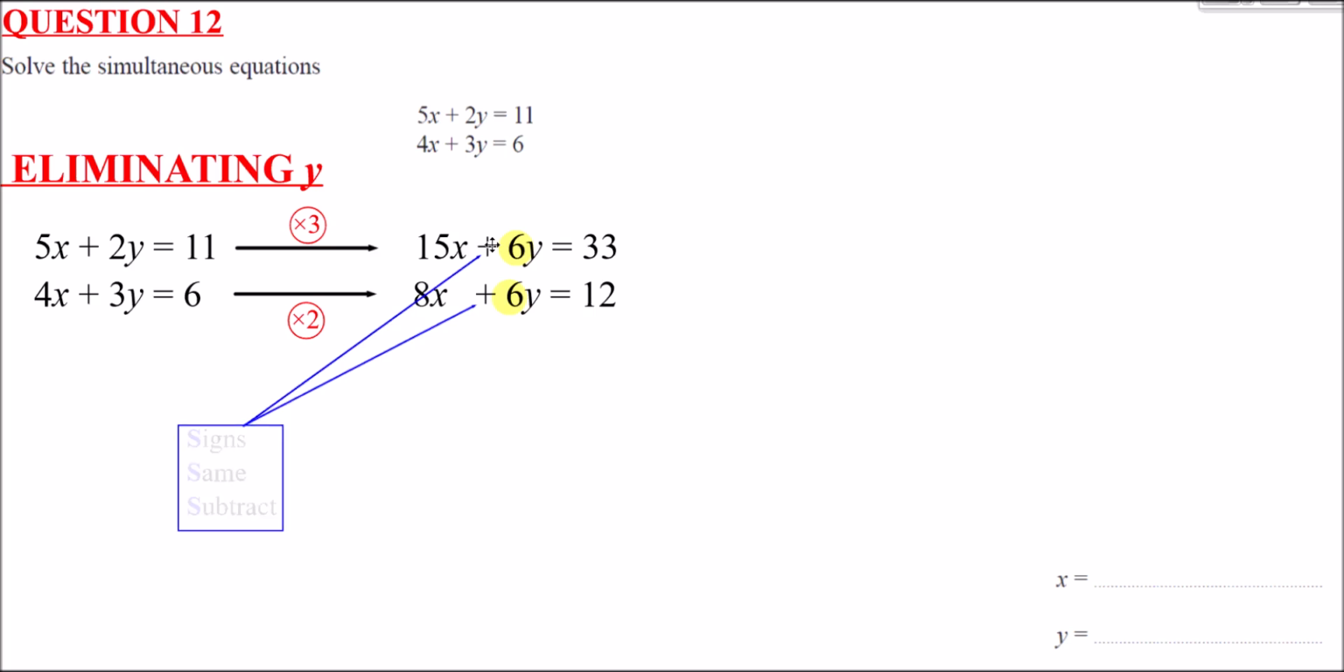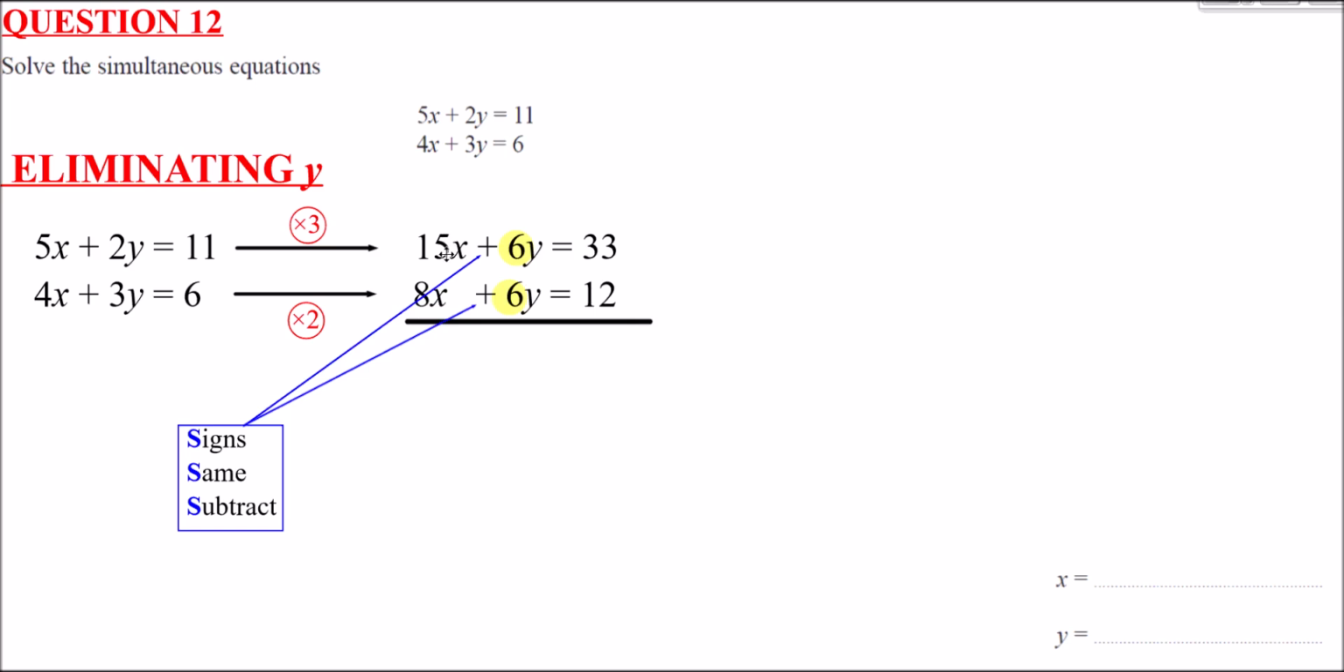I tend to say when the signs are the same, we subtract. Therefore, if they were different, you'd add. So plus and plus, they're the same sign. The signs are the same, therefore we're going to subtract. We're going to do the top equation, subtract the bottom.